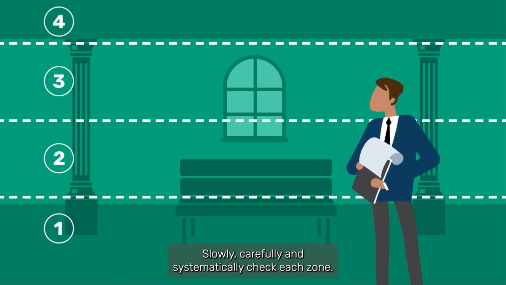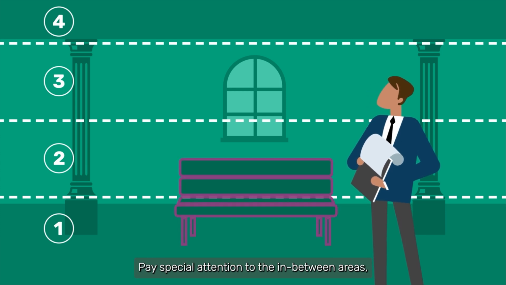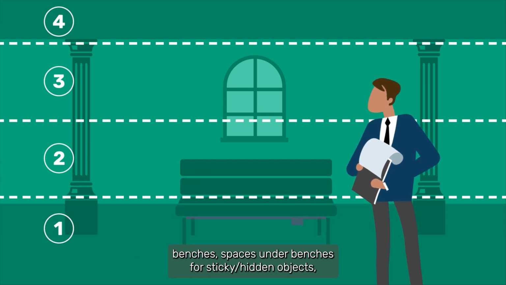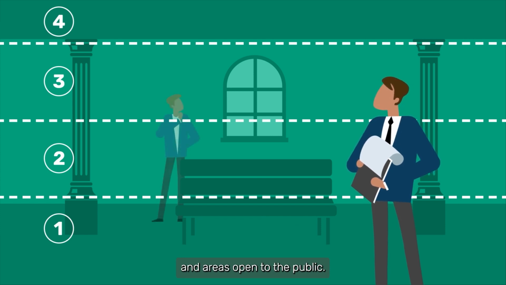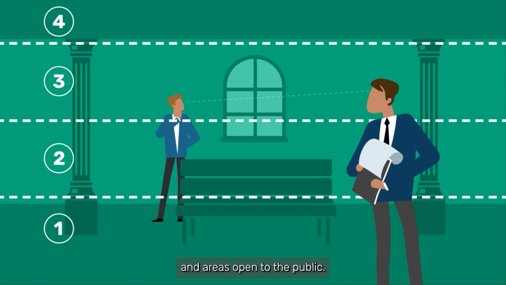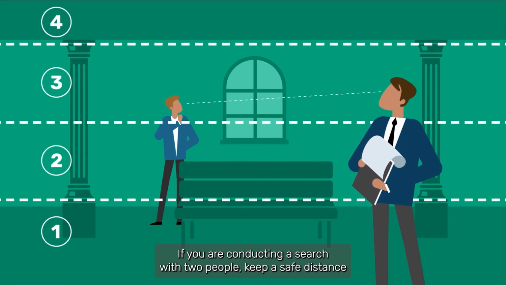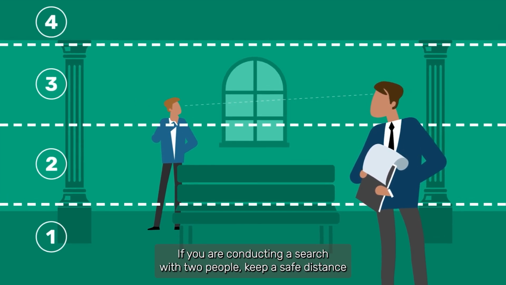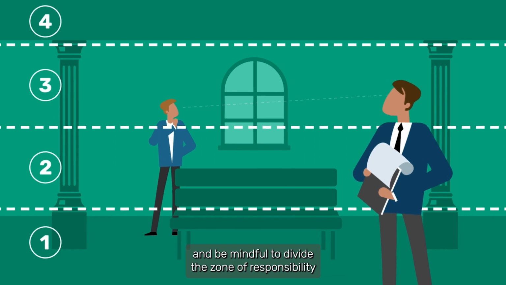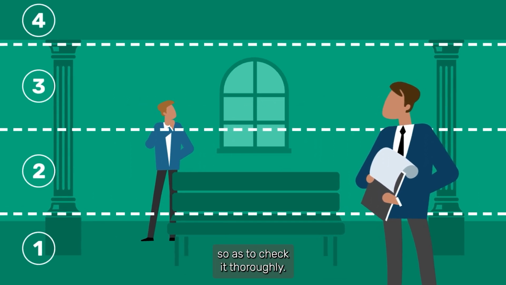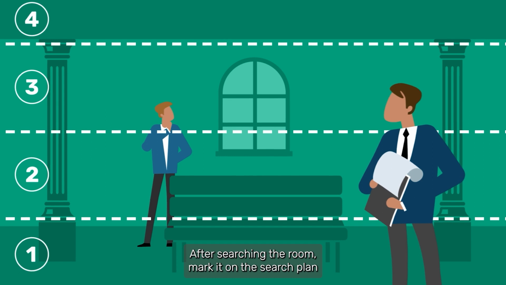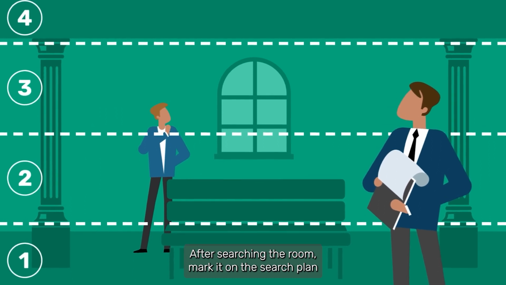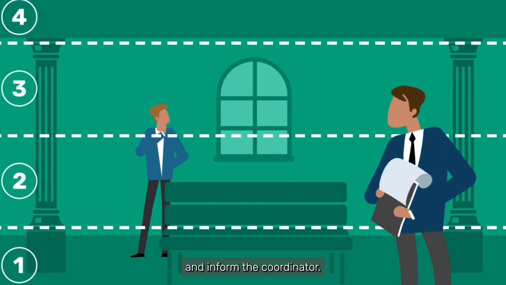Slowly, carefully, and systematically check each zone. Pay special attention to the in-between areas, benches, spaces under benches for sticky hidden objects, and areas open to the public. If you are conducting a search with 2 people, keep a safe distance and be mindful to divide the zone of responsibility so as to check it thoroughly. After searching the room, mark it on the search plan and inform the coordinator.